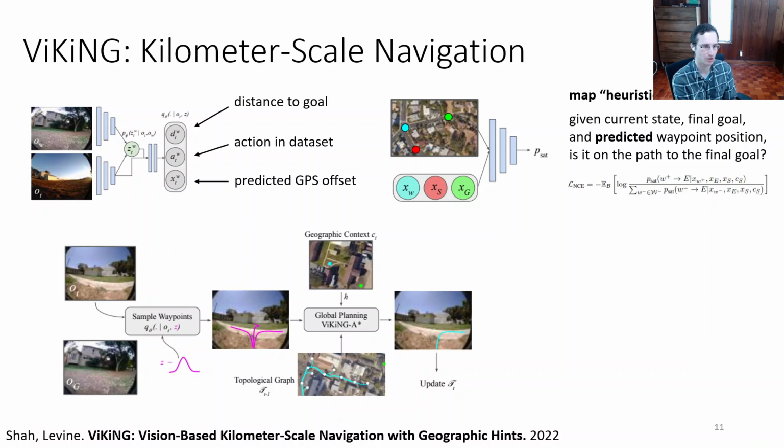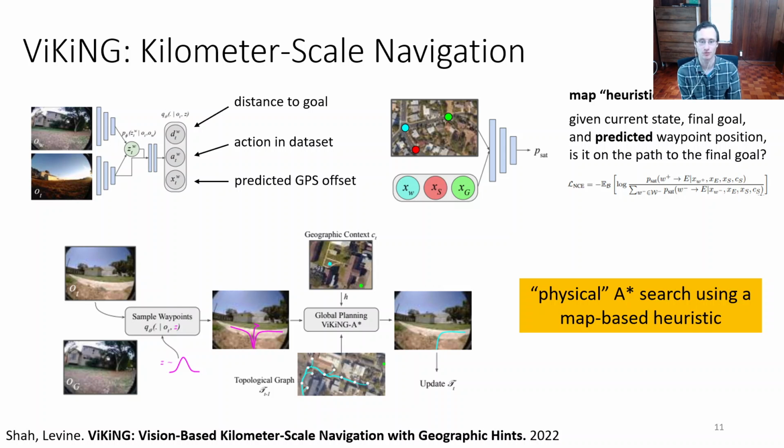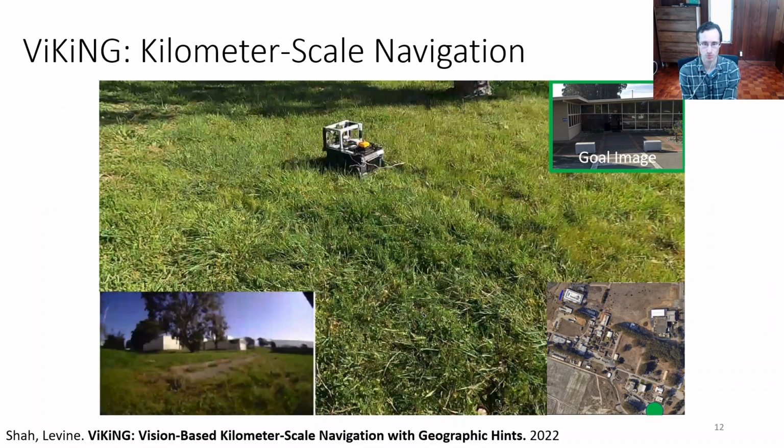So the full ViKING method uses a latent representation of waypoints to sample potential waypoints that the robot could visit, employs this goal condition model to compute edge distances, employs the heuristic model to compute heuristics, and then basically employs a kind of a physical analog of A-star search to find a path to the goal. And this ends up working really well for very long horizon navigational problems.